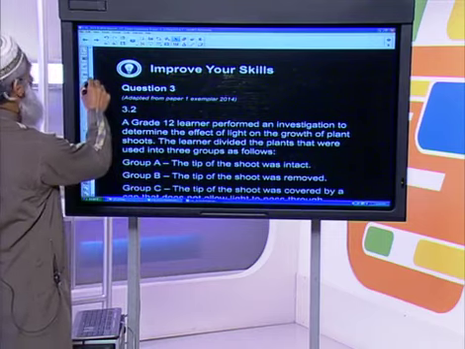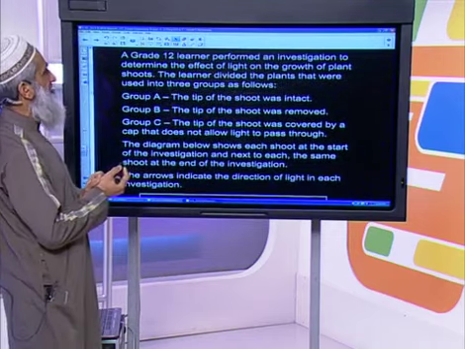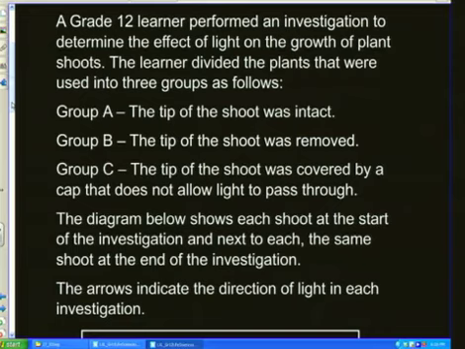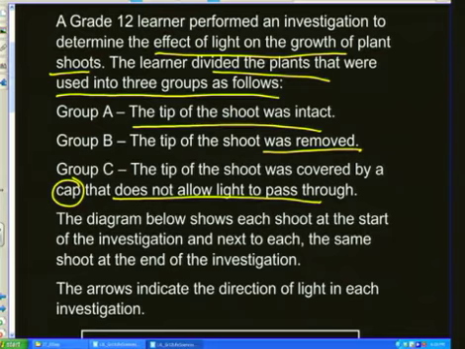Okay, so here they're saying now, a grade 12 learner performed an investigation to determine the effect of light on the growth, I'm underlining the key words for you, on the growth of a plant, of plant shoots. The learner divided the plants that were used into 3 groups. A, tip of the shoot was intact. B, the tip of the shoot was removed. And C, the tip of the shoot was covered by a cap that does not allow light to pass through. Okay, are we happy there so far?